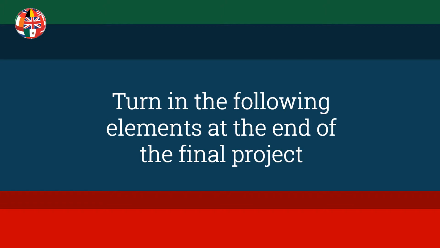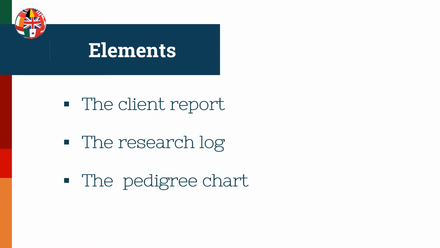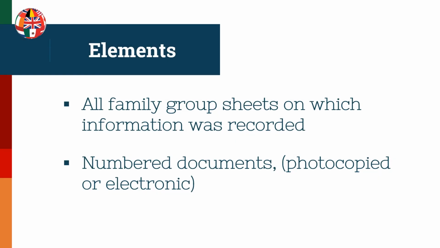At the end of the final project, these are the things that you will need to turn in. You will be turning in your completed client report, your research log, the pedigree chart that you have filled out, all the family group sheets on which you recorded your information, and your documents that are numbered. These can be photocopied or electronic documents if you've downloaded them from different websites.